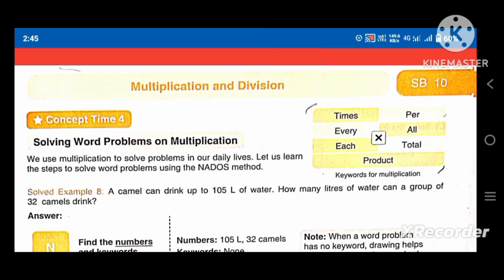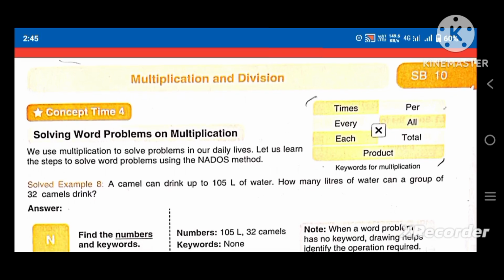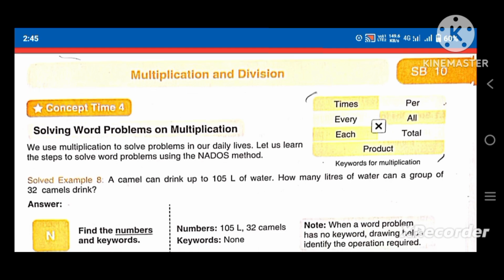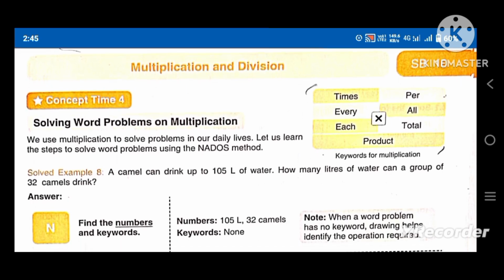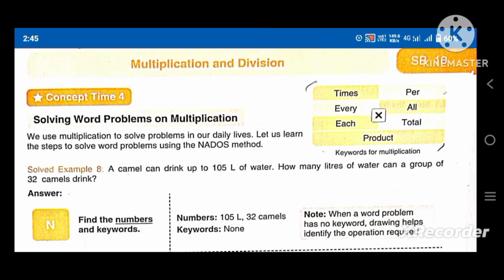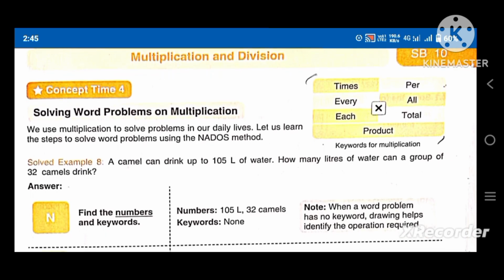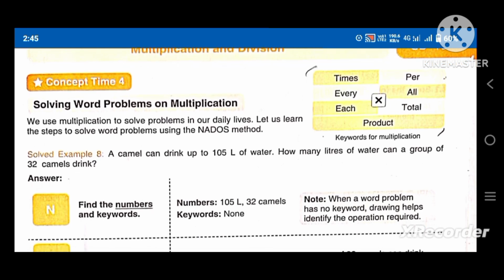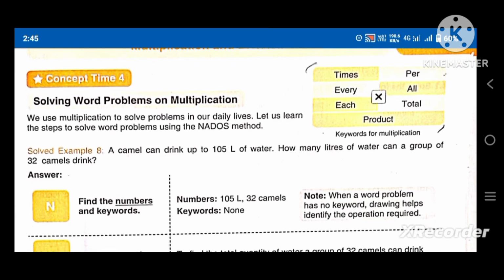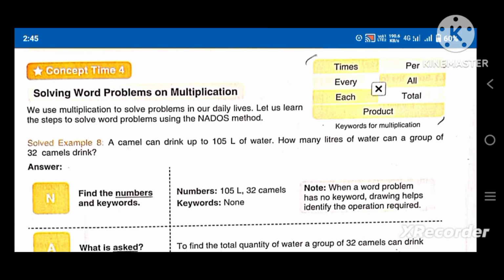Hello students, 4th class Active Math, Multiplication and Division SB-10, Concept Time 4. Solving word problems on multiplication. We use multiplication to solve problems in our daily lives. Let us learn the steps to solve word problems using the NADOS method.